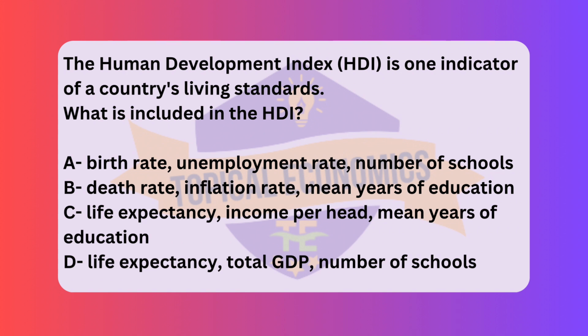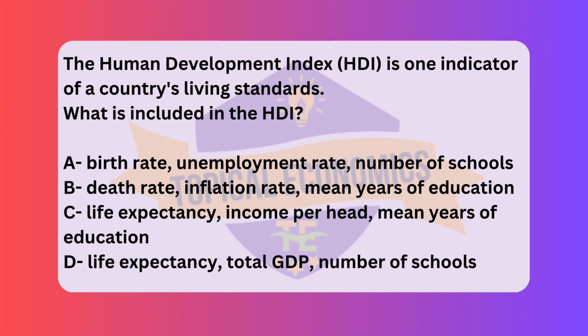This question is from year 2022 February-March version 2. The correct answer for this question is option C. Life expectancy, income per head, mean years of education. The Human Development Index, HDI, is a composite measure used to assess and compare the overall development of countries, focusing on the well-being of their citizens.